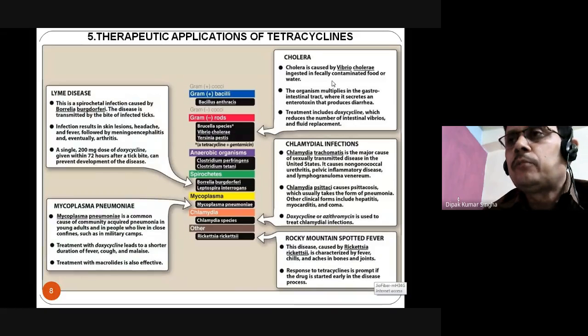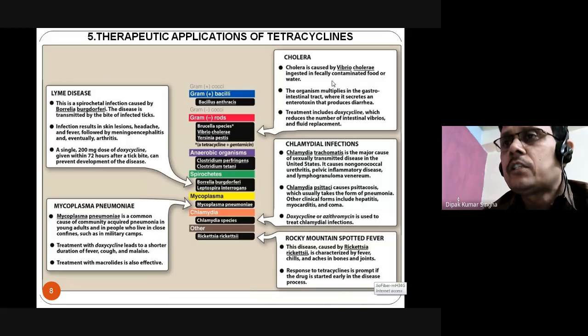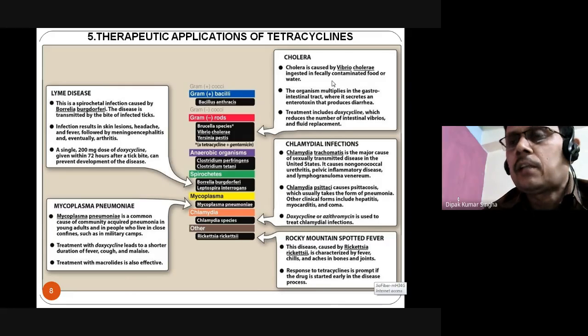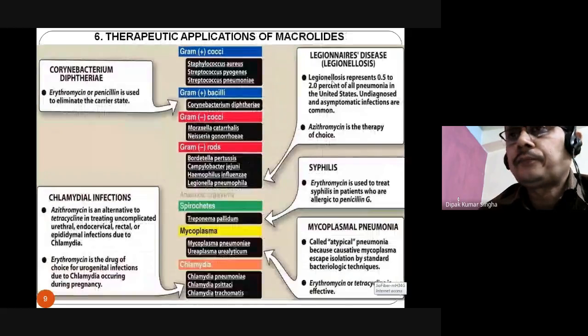Basically, cholera is a food- or waterborne disease, and this organism multiplies in the gastrointestinal tract, where it secretes an exotoxin that produces diarrhea. This exotoxin produced in the intestine increases intestinal motility, and finally diarrhea results. The treatment includes doxycycline, which reduces the number of intestinal Vibrio cholerae, and fluid replacement. Chlamydia and Rocky Mountain spotted fever are other indications, but these are very few, so I did not discuss them elaborately, only cholera.